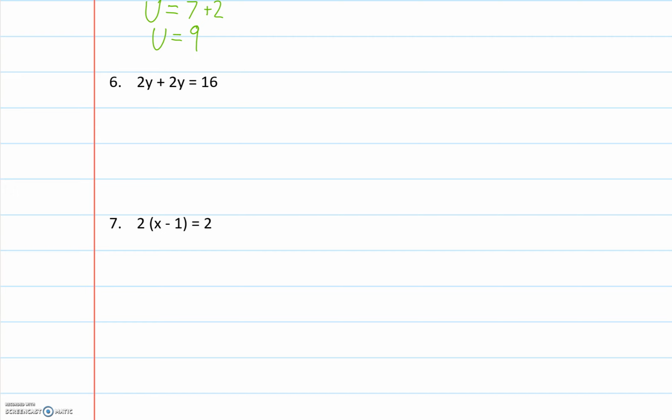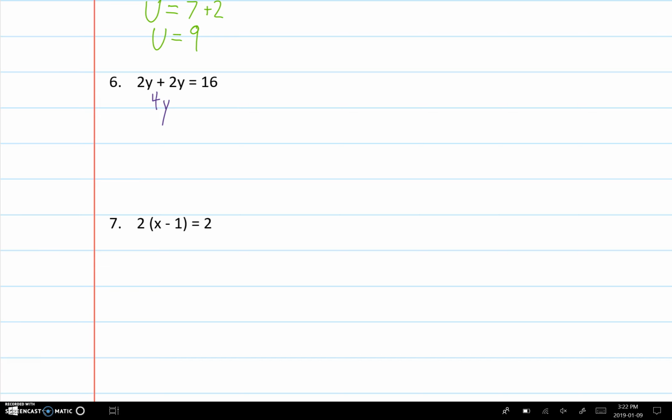Okay, and again we can simplify this ahead of time. So 2y plus 2y equals 4y. Just like if we said 2 apples plus 2 apples equals 4 apples, 2 bananas plus 2 bananas equals 4 bananas. That's all that we're doing here. Okay, so we're just adding those together.